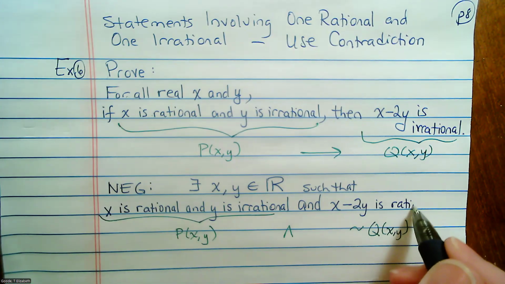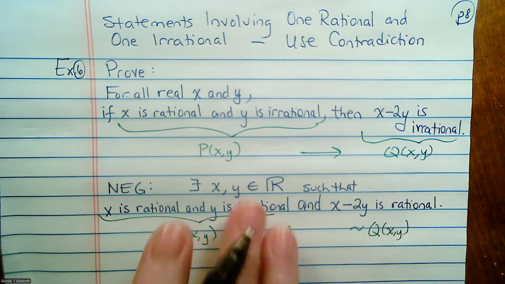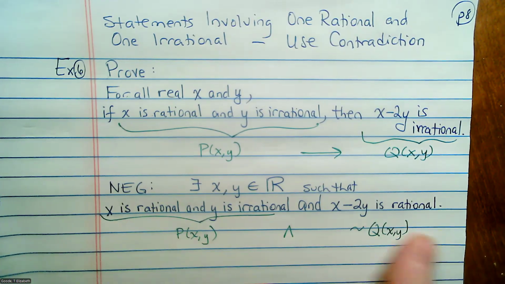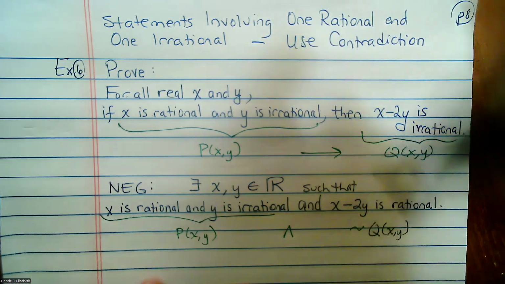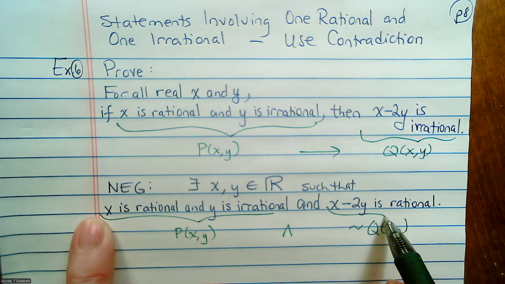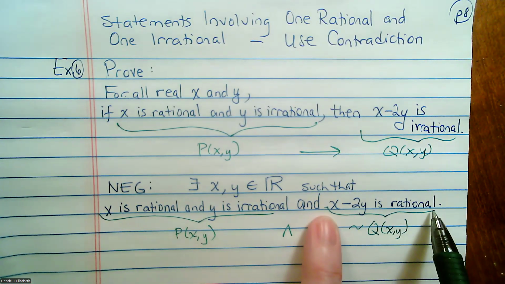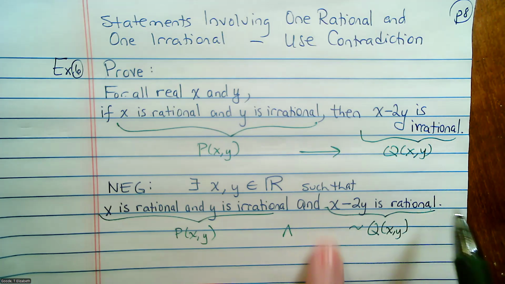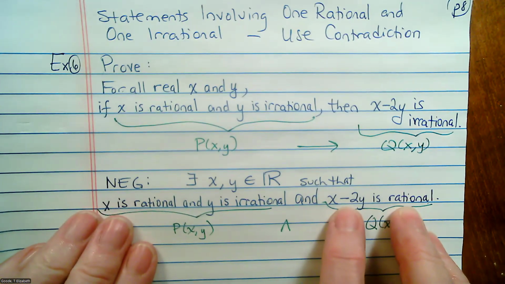Now let's take a look. If we assume this, then suddenly we've got a lot more to work with. We're going to have an equation because x is rational. Well, we're going to have an equation because x minus 2y is rational. So we're going to have two equations.